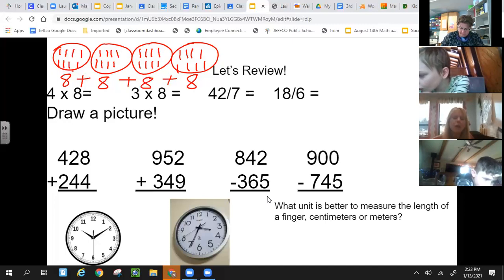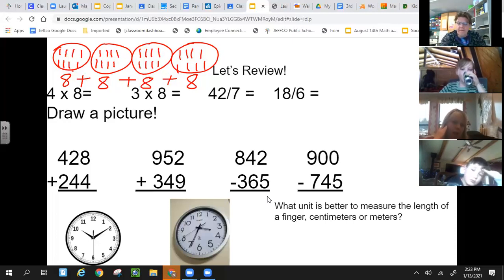When you think you know the answer, you've counted all your tally marks. Give me a thumbs up. Ellie Combs, can you unmute and share your thinking with us? 4 times 8 equals 32. Can you prove that? How do you know?